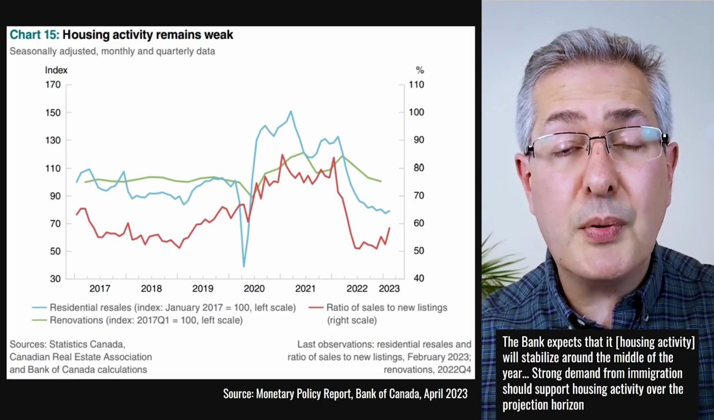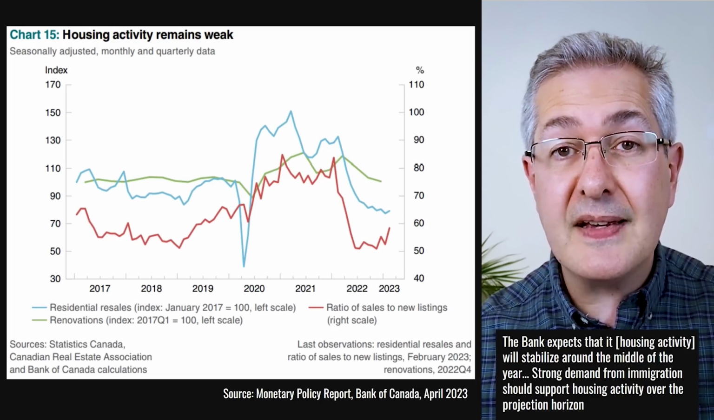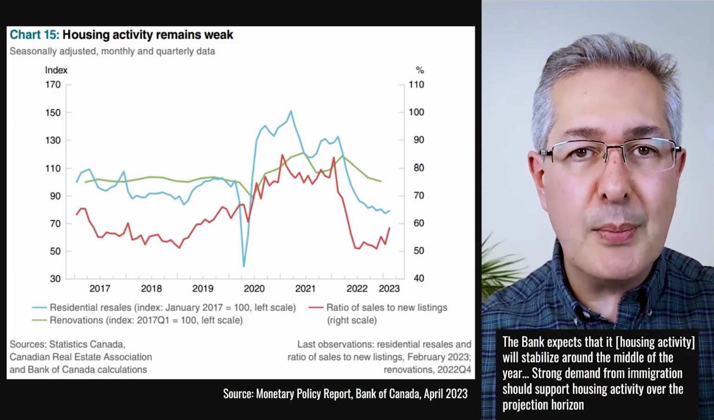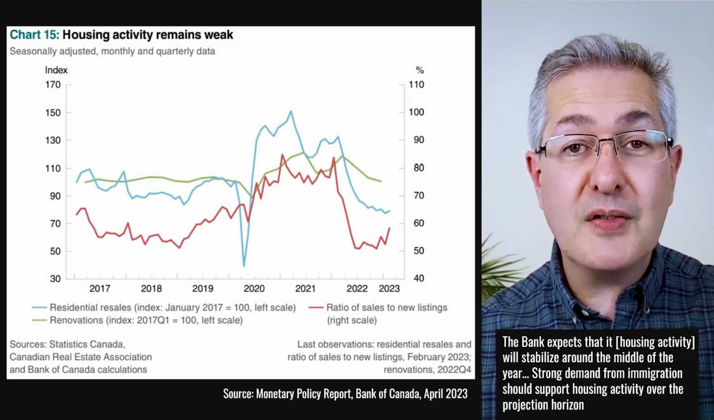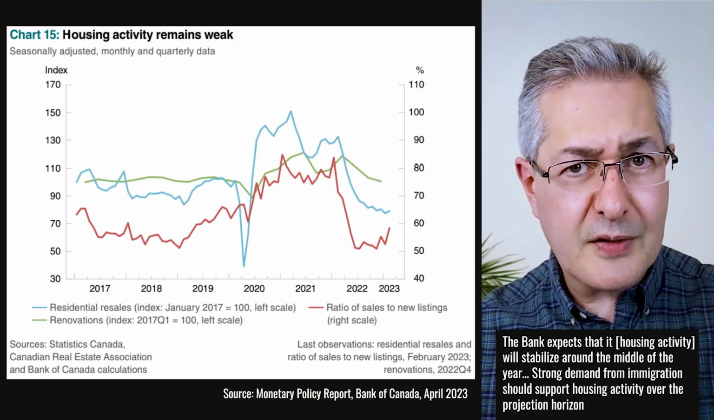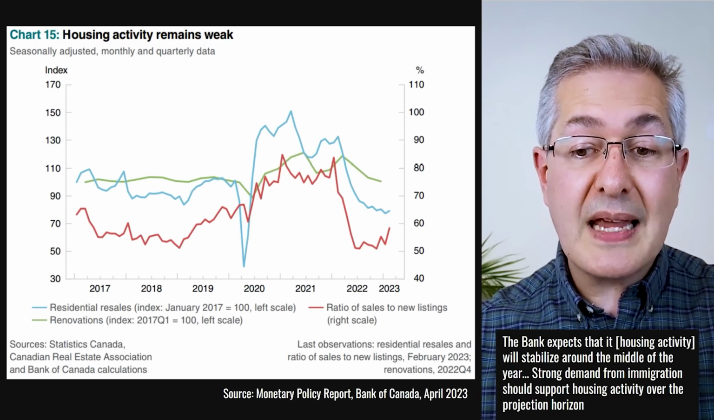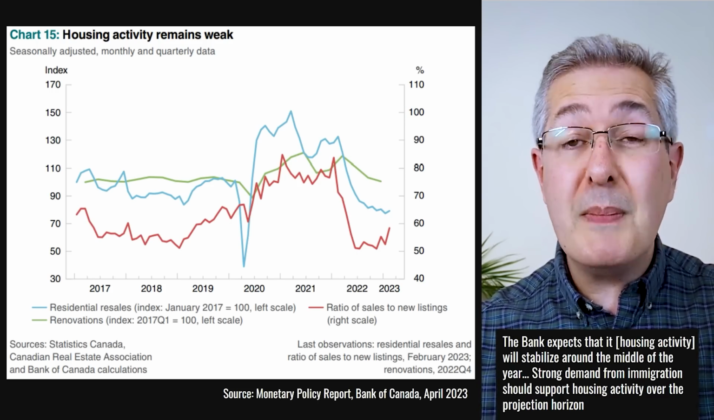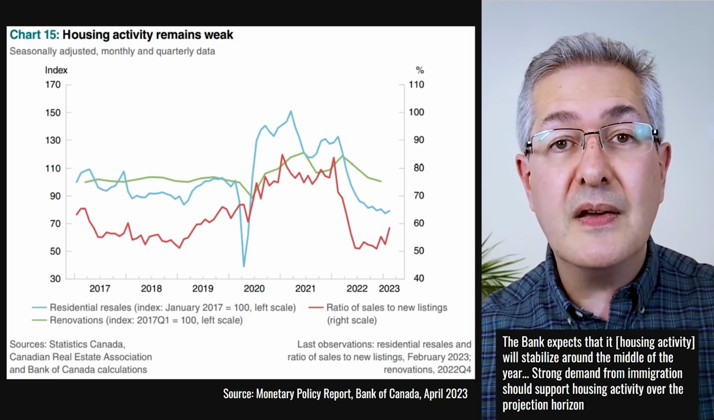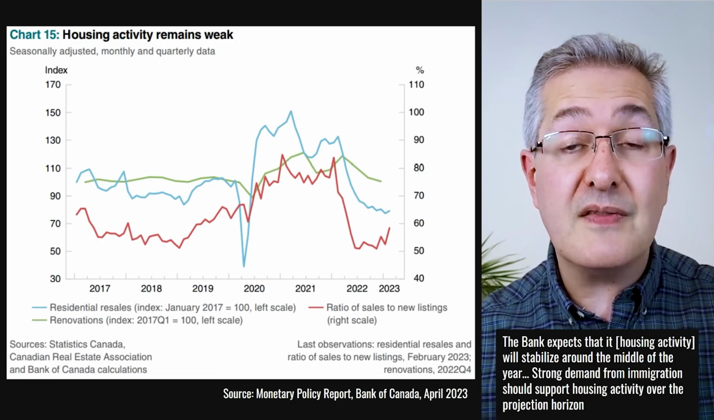And as the Bank of Canada points out in this graph, you can see that housing activity remains pretty weak in Canada, with the volume of sales down considerably compared to that huge rally period. There were quite a few pundits that complained about house price increases at the time, saying that they were kind of crazy. But now the bank says that it expects that housing activity will stabilize around the middle of the year. And what the bank also points out is that strong immigration to Canada will probably increase demand for housing and stabilize prices, if not increase them.